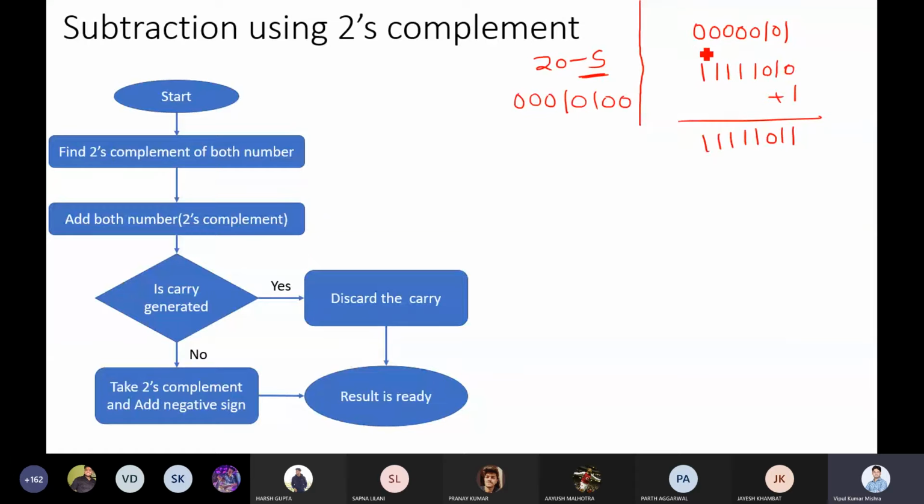Now another method, you take this 5, 0 0 0 0, one more 0 1 0 1. You start from the right side. Once you get the first one, the first one you take as it is, and after that whatever bits are coming you have to invert. First one will remain 1, and after that whatever bits are coming will be inverted. So 0 will be inverted, it will be 1, then 1 will be inverted, 0, then all ones will be there.